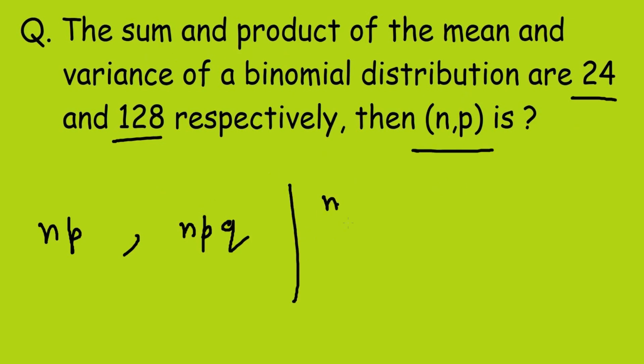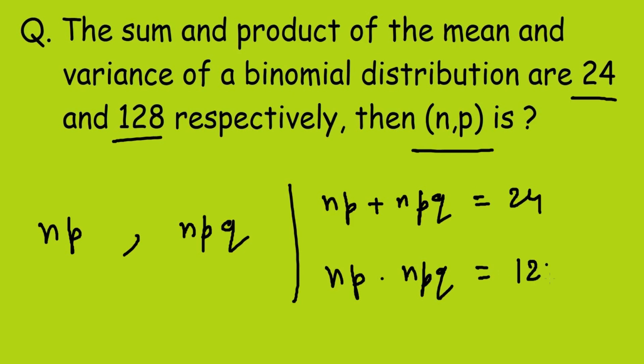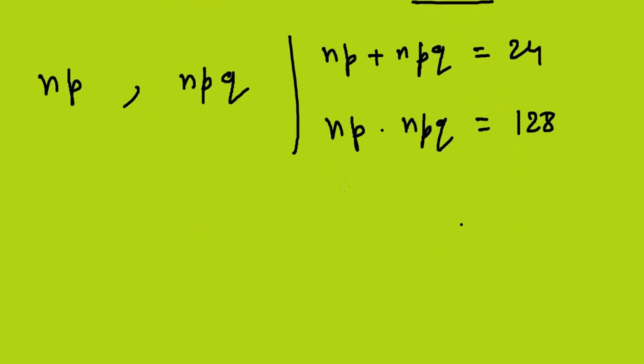Now what they have said is that the sum of the mean and variance is 24. So np plus npq, what will this be? This will be 24 because they have given that the sum is 24, and the product, which is np times npq, is 128. These two things are given. So we have to find n and p. So what we will do is we will simplify these things. Let's take this as a and let's take this as b. So a plus b is given and a times b is given.